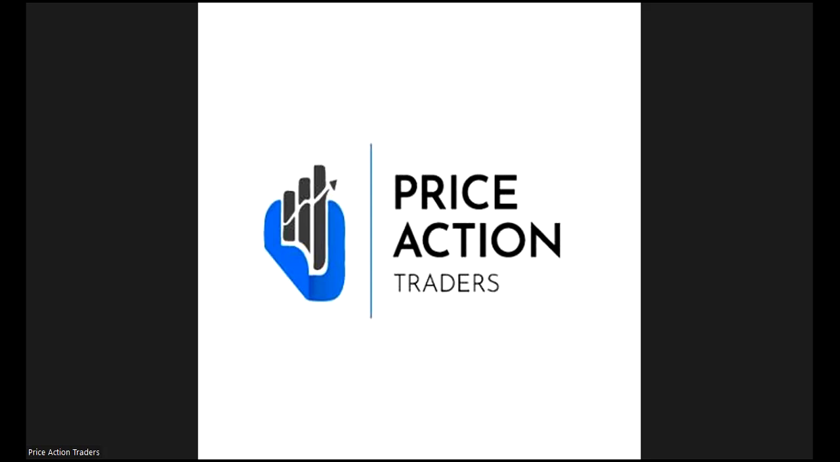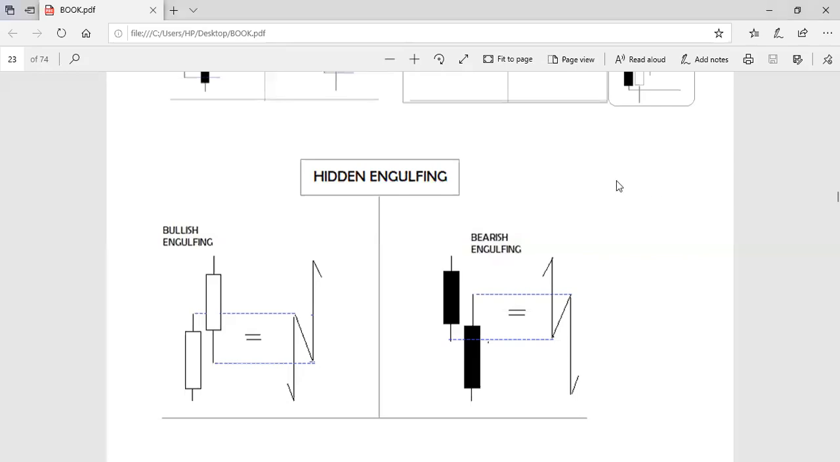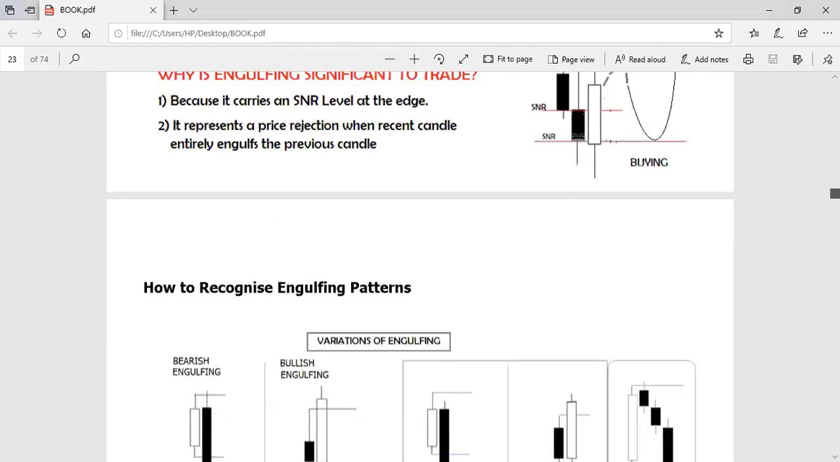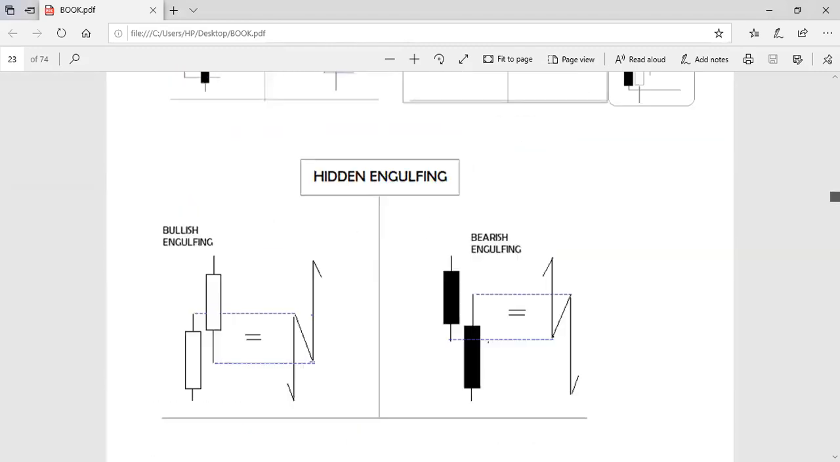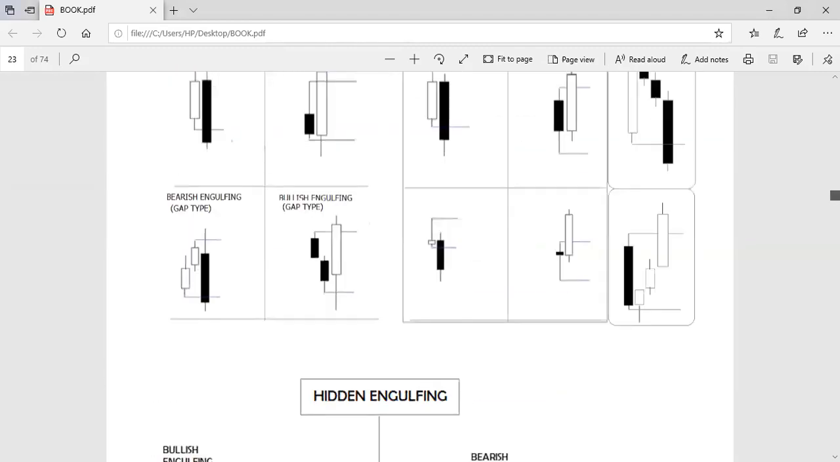Welcome to the second part of the engulfing pattern, episode 3. In the first part, we talked about the different variations, the different forms in which engulfing can be represented. So you have to master it.